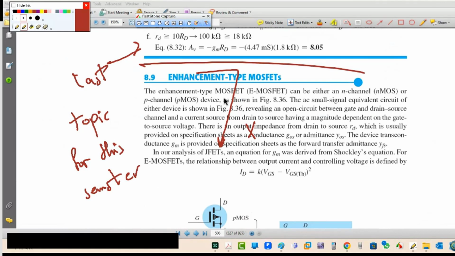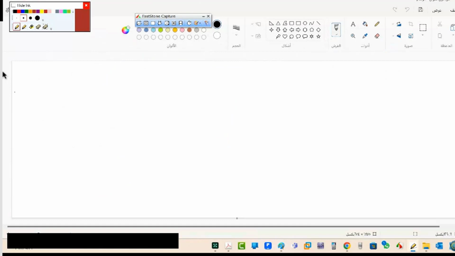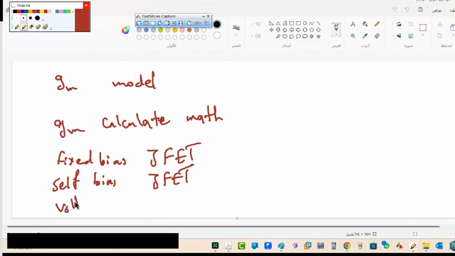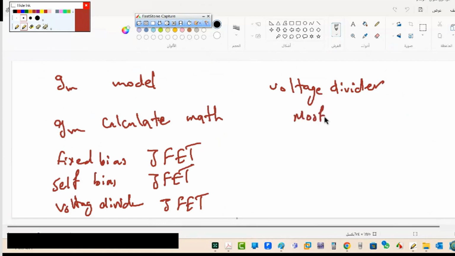Is it clear? So what did we study today? I will write here for students who want to see this video. First of all, we studied gm as a model. We studied how we calculate it mathematically; this is important to me. Third, we studied the fixed bias, self bias, and voltage divider. Then we studied voltage divider MOSFET depletion.